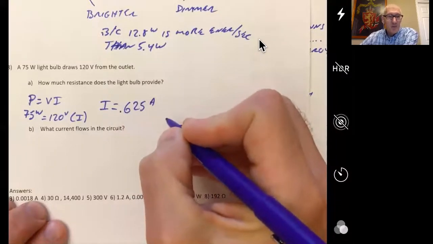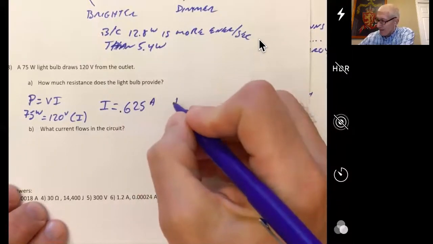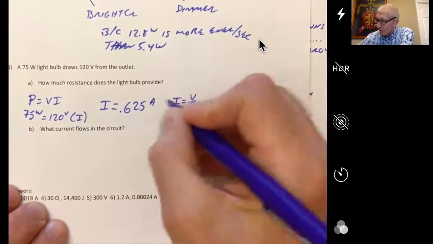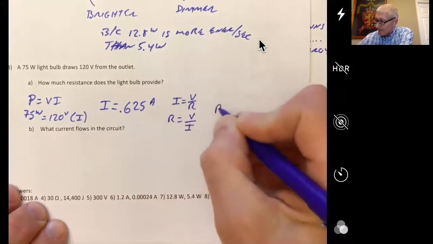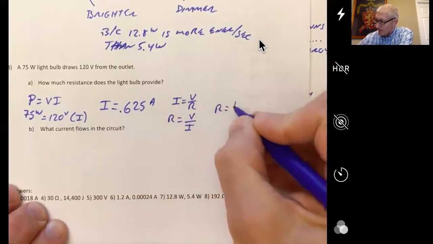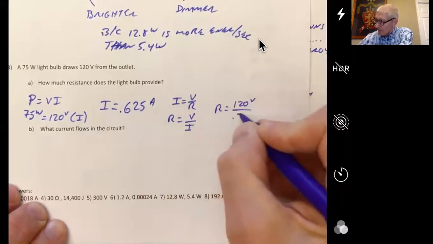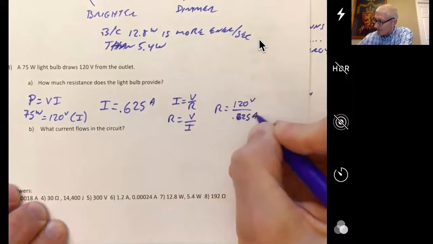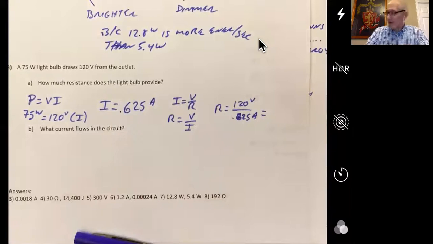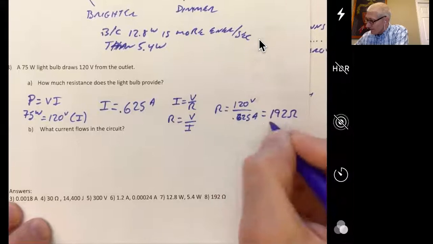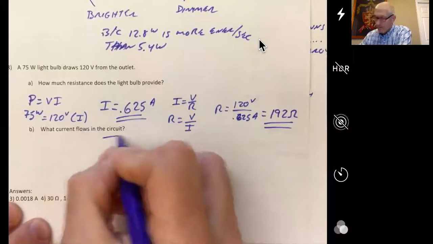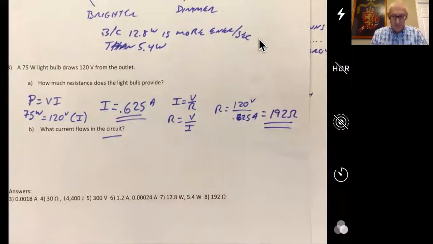And so this one's asking me for resistance. I equals V over R. If I rearrange that, R is equal to V over I. And so my resistance is going to be my 120 volts divided by 0.625 amps. And if I do that, 120 divided by 0.625, I think that's 192 ohms. And I've already found the current as 0.625.